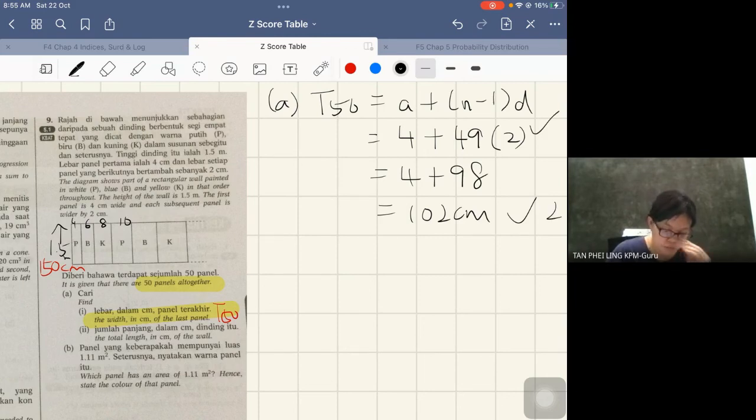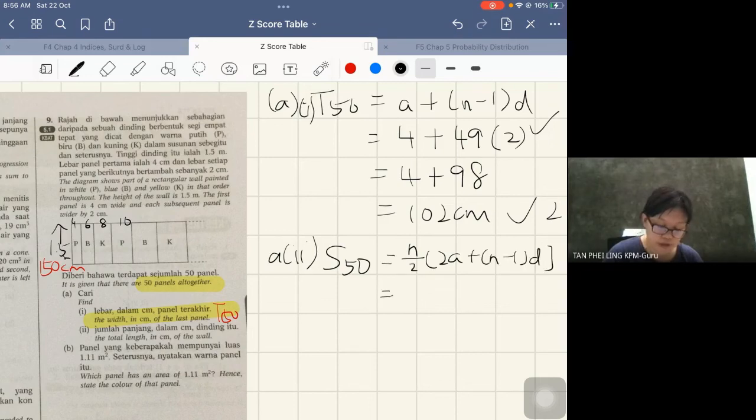Then moving on, part A2. You have the total length of the wall, which means you want to find S50, isn't it? Because you want the total length. So you are finding the sum of all these 50 panels. So you're going to use, very easy also, N over 2, and then you have your 2A plus (N minus 1)D. Okay, so N is 50 over 2.